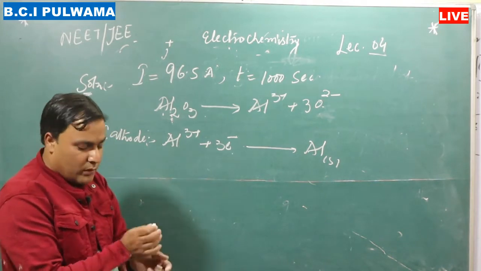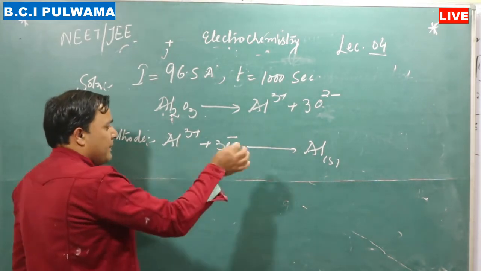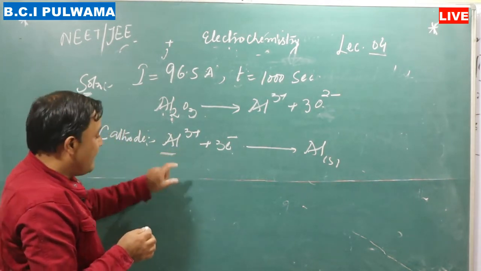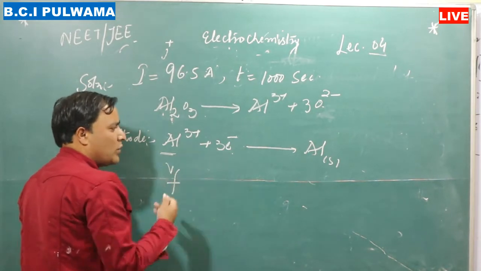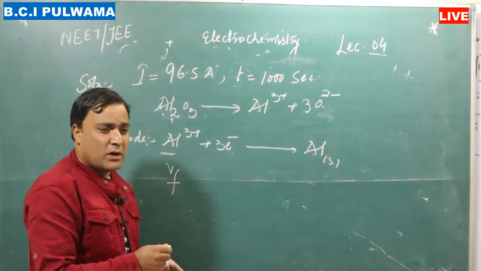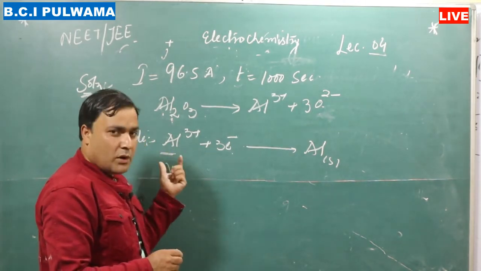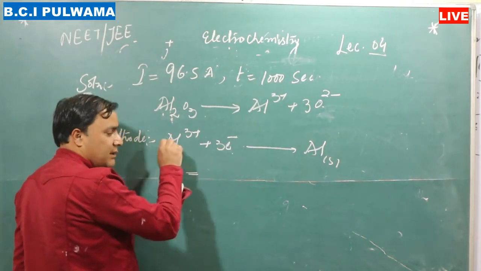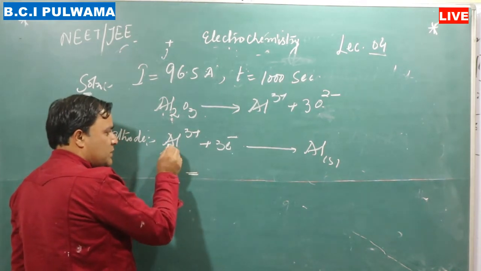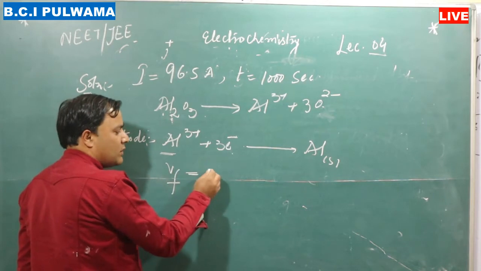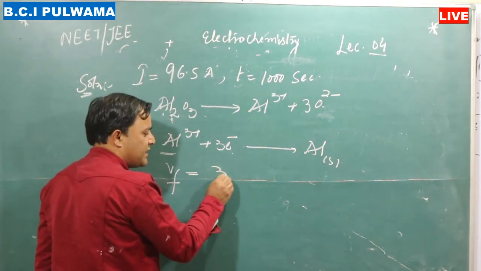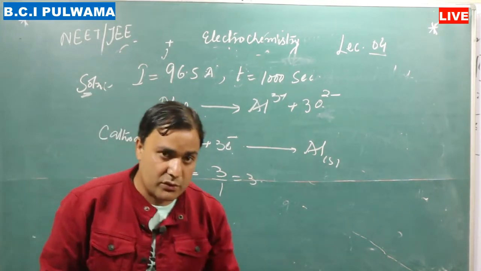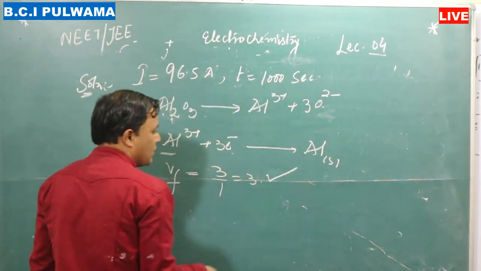For the balanced chemical reaction, the valency factor is important. It is actually equal to the number of electrons gained or lost in the reaction, divided by the stoichiometric coefficient. Here the number of electrons is 3 and the stoichiometric coefficient is 1, so the valency factor is equal to 3.